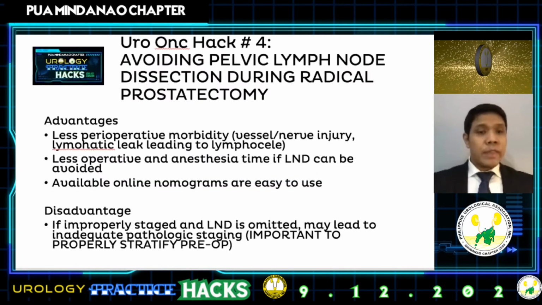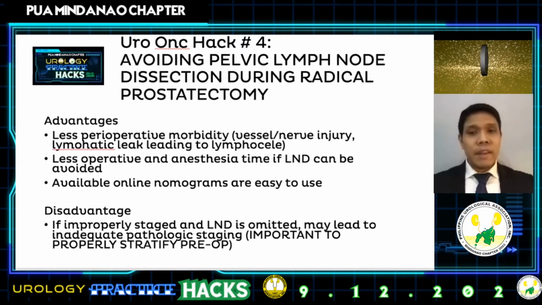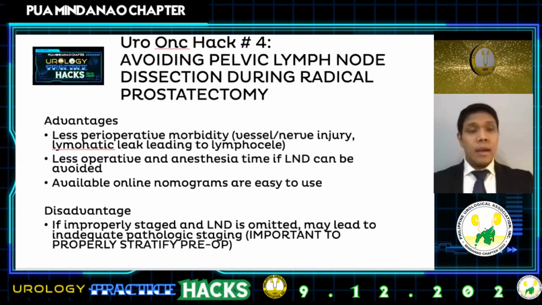Okay. So the fourth hack I want to share is use lymph node dissection sparingly, maximize the use of nomograms. The advantages would be less perioperative morbidity like vessel nerve injury, lymphatic leak leading to lymphocele, less operative and anesthesia time if LND can be avoided. Available online nomograms are also very easy to use. Of course, the disadvantage is if improperly staged and lymph node dissection is omitted, then you may inadequately stage pathologically this patient. So important to properly stratify pre-operatively.